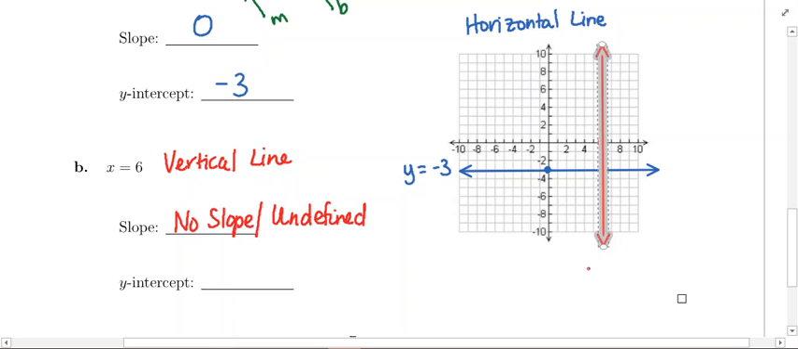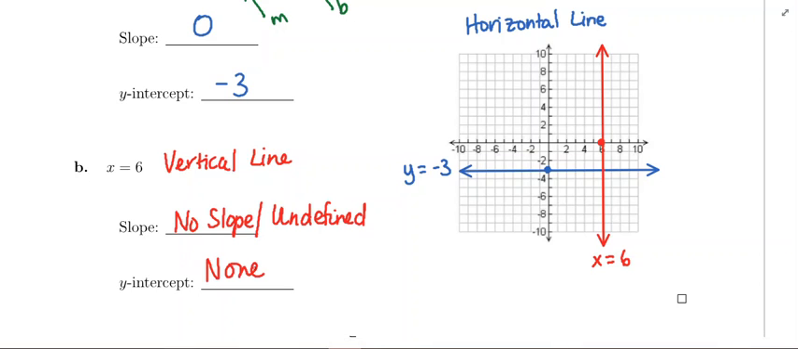All right, so that's it. This is going to be your line x equals 6. Vertical has no slope. Now what's left? You need to write down the y-intercept. This red line never intersects the y-axis, so there is no y-intercept. It has an x-intercept, but that's not what was asked for here. There is no y-intercept.